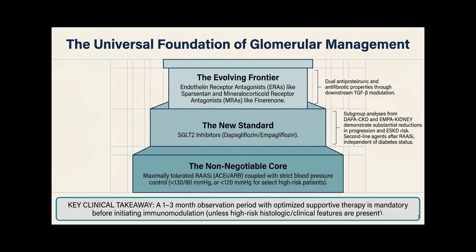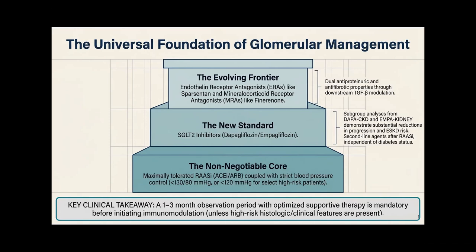Always you must try to give the maximally tolerated dose coupled with strict blood pressure control, and select high-risk populations with proteinuria less than 1. This is non-negotiable. Every patient of glomerulonephritis should get maximally tolerated RAS inhibition plus strict blood pressure control to 130/80, or for some patients less than 1. Everybody should get it.